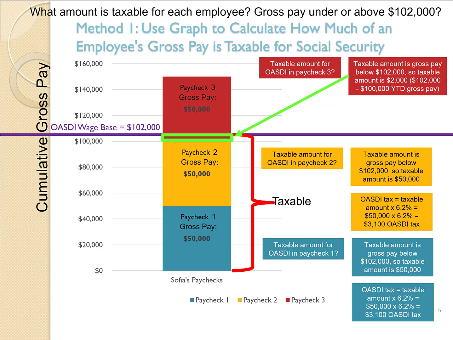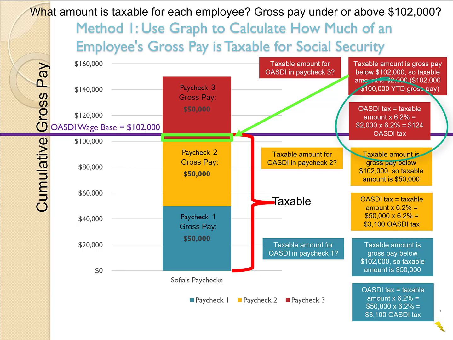And then now we have to calculate, well, how much is her actual tax for paycheck 3? To calculate that, it's the taxable amount, $2,000, times 6.2%, gives us $124 of OASDI tax. And as a bonus question, what would her OASDI tax be for paycheck 4? Well, in paycheck 4, she's already exceeded the $102,000 limit, so there's no OASDI tax for her paycheck 4.